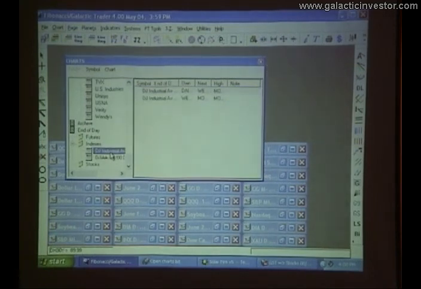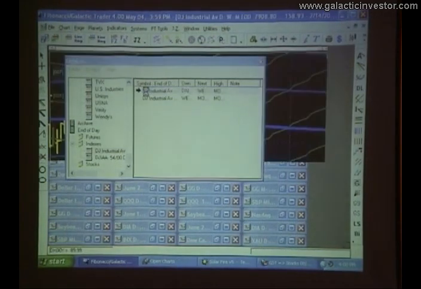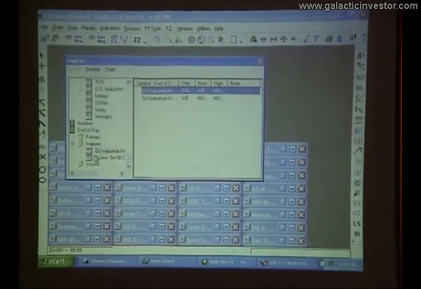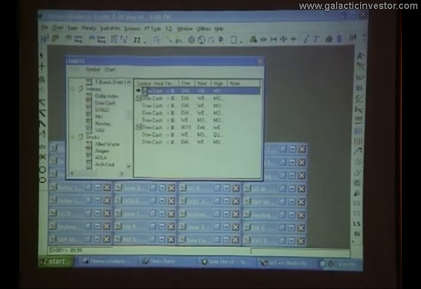This is Dow Cash, right? Yeah, Dow Cash. And that's not an up-to-date chart. So get rid of that. Is your Dow chart here? That's end of day. It's on page 12. Here's the Dow Cash chart.